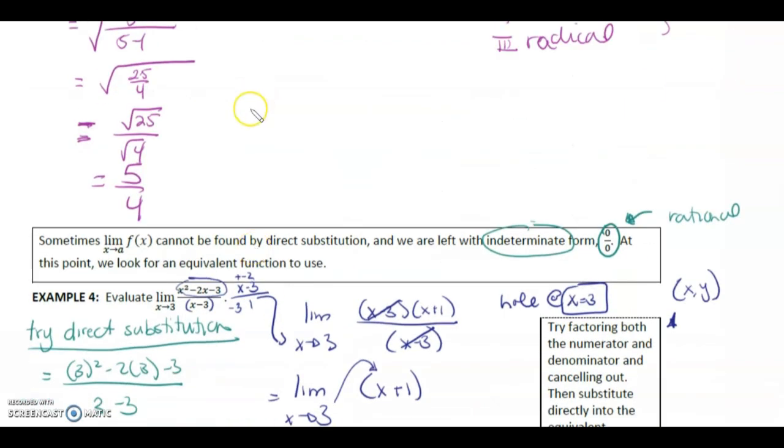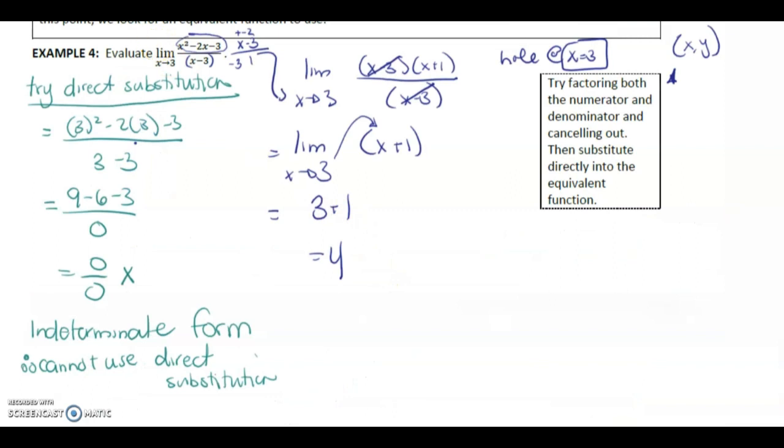Okay, and just up here, root 4 is 2. I'm just going to add a domain. So x cannot equal 3 because there's the hole.